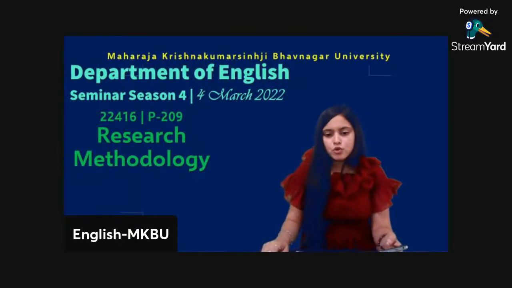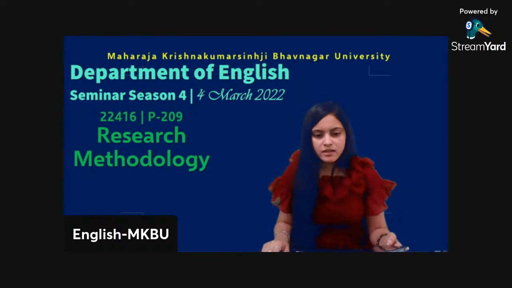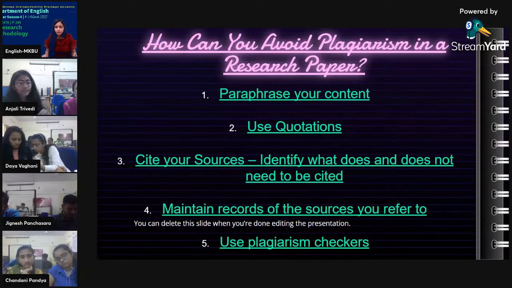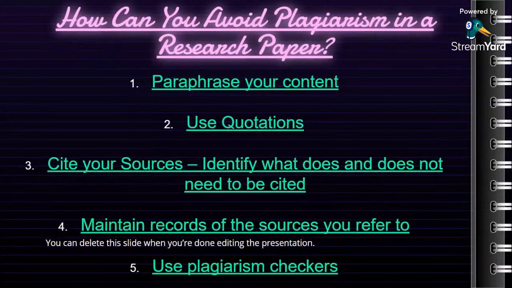So, how to avoid plagiarism? These are some points: paraphrase your content, use quotation, cite your sources, identify what does and does not need to be cited, maintain records of the sources you refer to, and use plagiarism checkers.